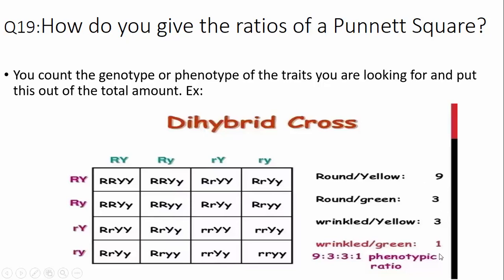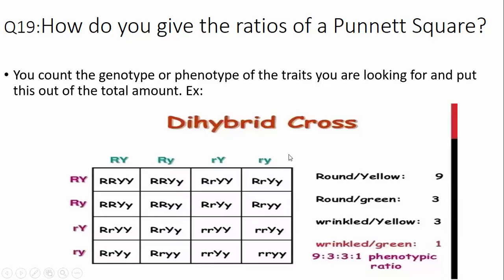We could also write it like this. And if I look for round green, there would be 3. Wrinkled yellow would be 3. And wrinkled green would be 1. We could write the phenotypic ratio as 9 to 3 to 3 to 1, meaning 9 round yellow, 3 wrinkled green, 3 wrinkled yellow, 1 wrinkled green. We could also write 9 out of 16, 3 out of 16, 3 out of 16, 1 out of 16.